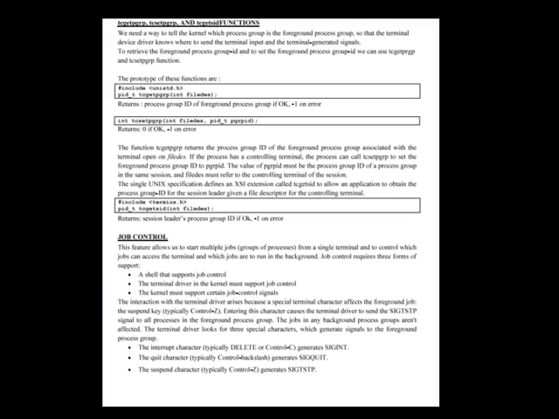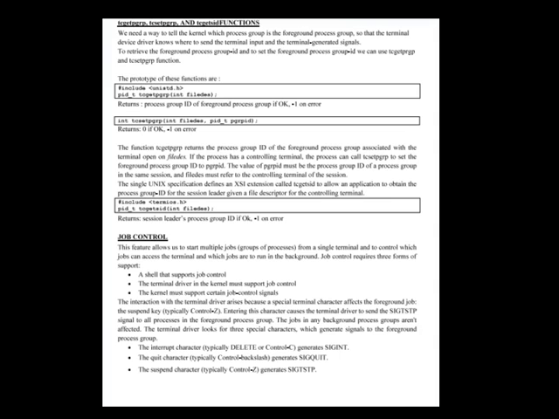The function tcgetpgrp returns the process group ID of the foreground process group associated with the terminal open on filedes. If the process has a controlling terminal, the process can call tcsetpgrp to set the foreground process group ID to pgrpid. The value of pgrpid must be the process group ID of a process group in the same session, and filedes must refer to the controlling terminal of the session.